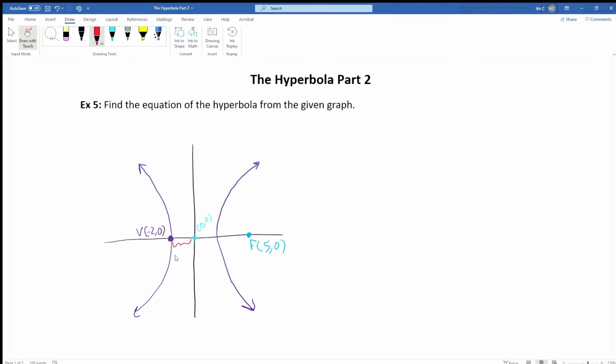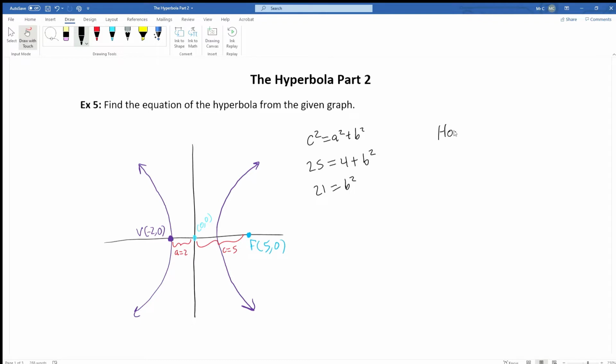So this distance A is just 2. And the distance out to our focus is C, which is 5. So since we have the relationship that C squared equals A squared plus B squared, that gives us 25 equals 4 plus B squared. In other words, 21 equals B squared.